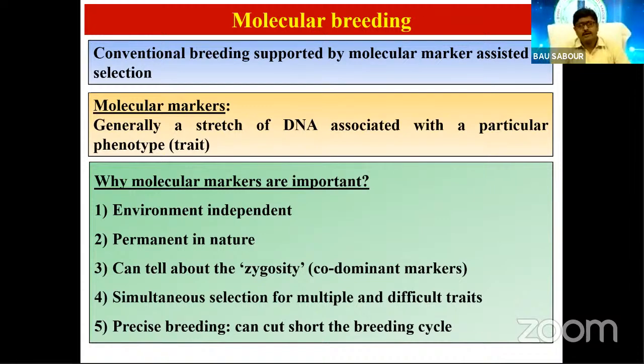The fourth one is that it allows simultaneous selection for multiple and difficult traits. This is very important. Suppose I want to select for a particular trait associated with the root. Scoring this trait is going to be really difficult, because devising a non-destructive manner to score it is very hard; I have to uproot the plant to see the root architecture or some of the root traits. And when I uproot the plant, it is destroyed.